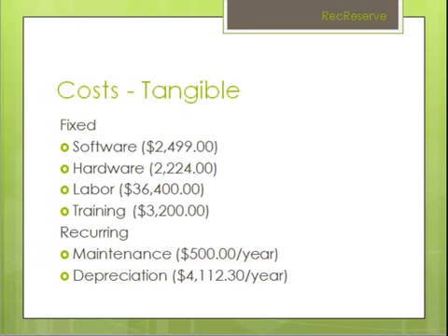To understand the feasibility of a project, a cost-benefit analysis is often a good start. For a detailed breakdown of the specific costs and benefits described in our cost-benefit analysis, please refer to the system design page on our website. To list our tangible costs, we have, in the RecReserve system, software, hardware, labor, and training, totaling approximately $44,300 in fixed one-time costs. Recurring costs include maintenance and depreciation, totaling approximately $4,600 annually.